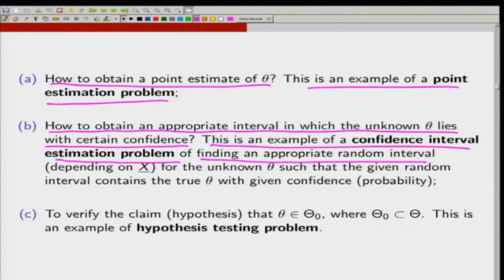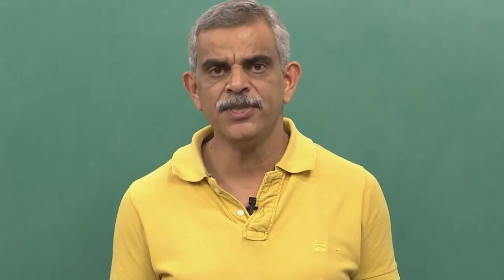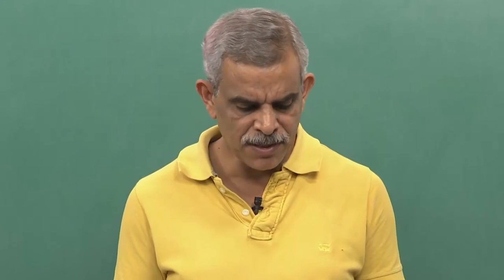Then there are other kinds of problems where I may be interested in testing whether a given claim about the mean lifetime is correct or not. For example, somebody may make a claim that the average lifetime of a typical bulb produced by a company is at least 1500 hours. That is a statement. There is a hypothesis which has to be tested based on the random sample.